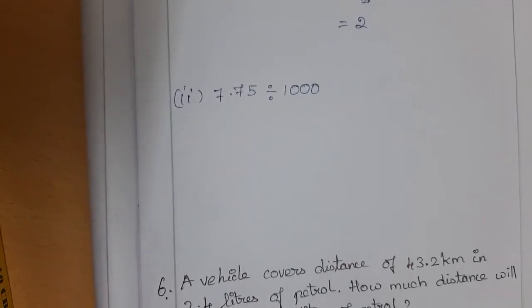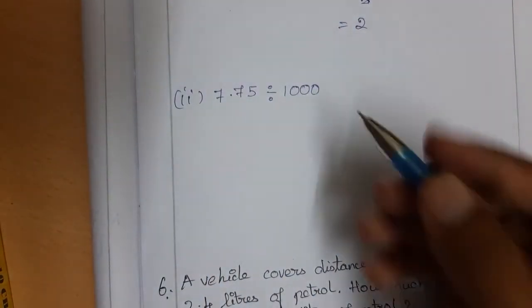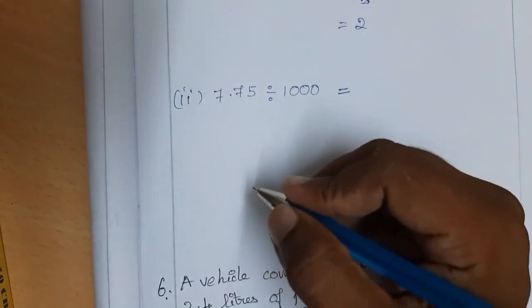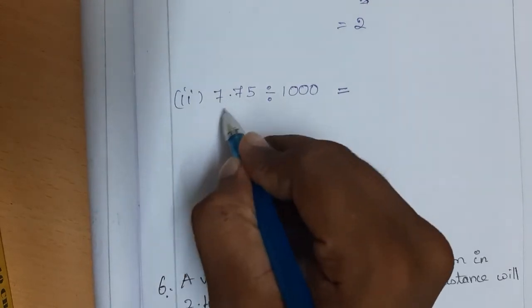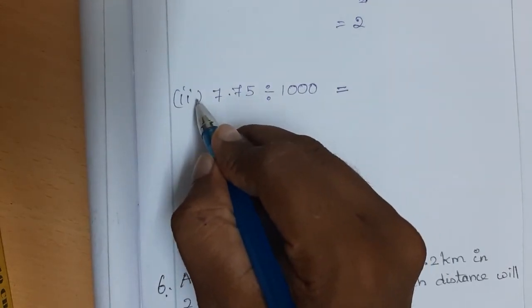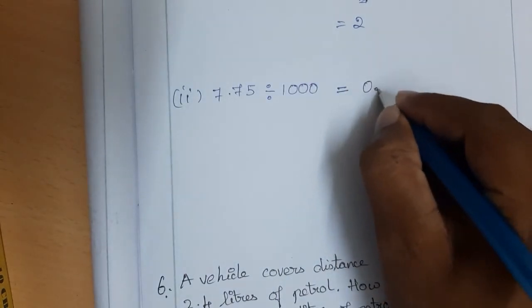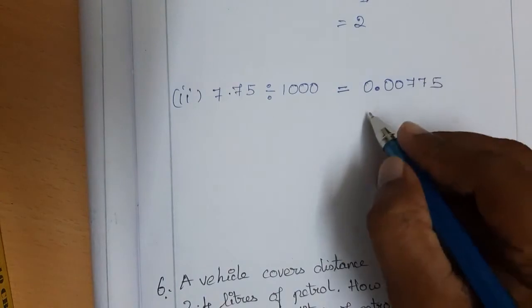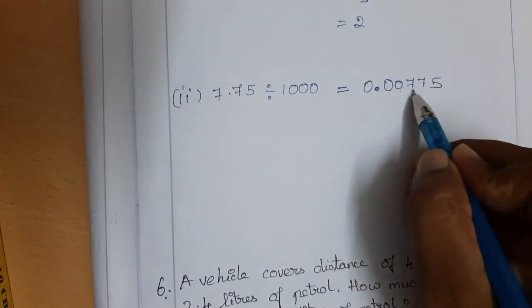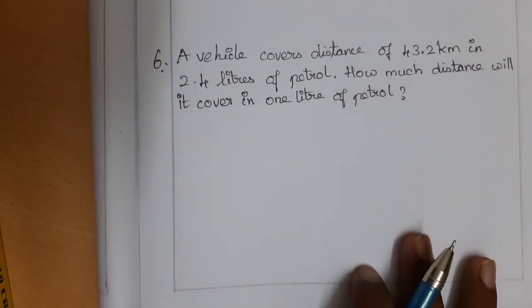Clear? So here the next, 7.75 divided by 1000. It's very easy. We can move to the left. Right? 3 zeros, so 3 digits. 1 digit is 7 and 2 more. There are no 2 more digits, so let me add 2 zeros. That's 0.00775. Clear? So we'll go for the next problem.